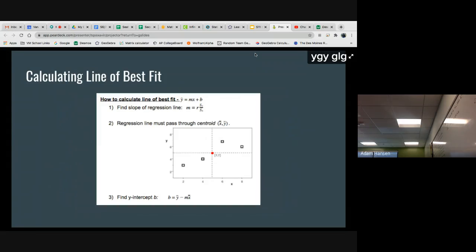Part 2 is going to help you figure out how to get the y-intercept. It just so happens that every trend line must pass through what's called the centroid. The centroid is the coordinate.